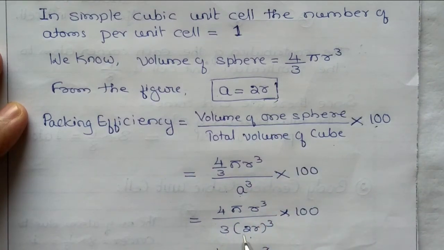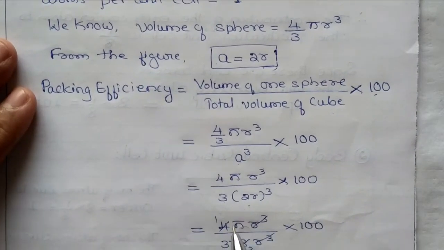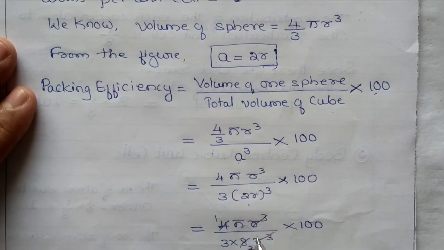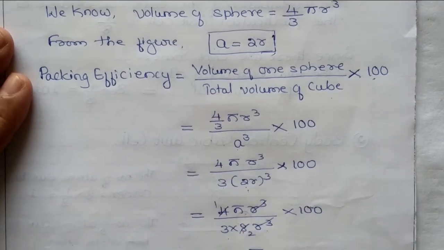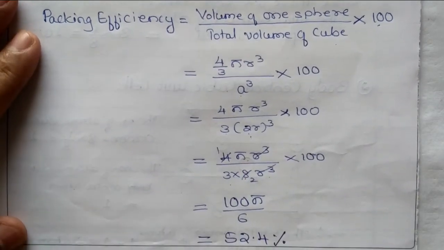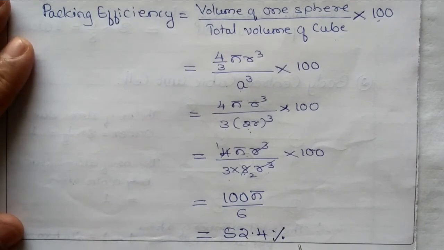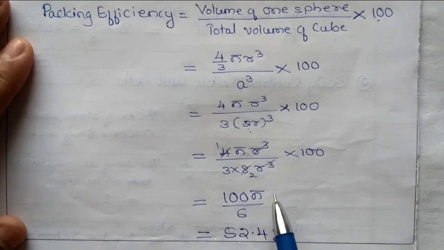So this is 3 into 2r whole cube. Use a bracket, otherwise it will be 2r cube. So use a bracket, 2r cube into 100. Now 4 pi r cube in the numerator as it is, 3 as it is, 2 cube is 8, r cube as it is, r cube cancels, 4 ones are 4, twos are 8. So this is 100 pi by 6, that is equal to 52.4%.